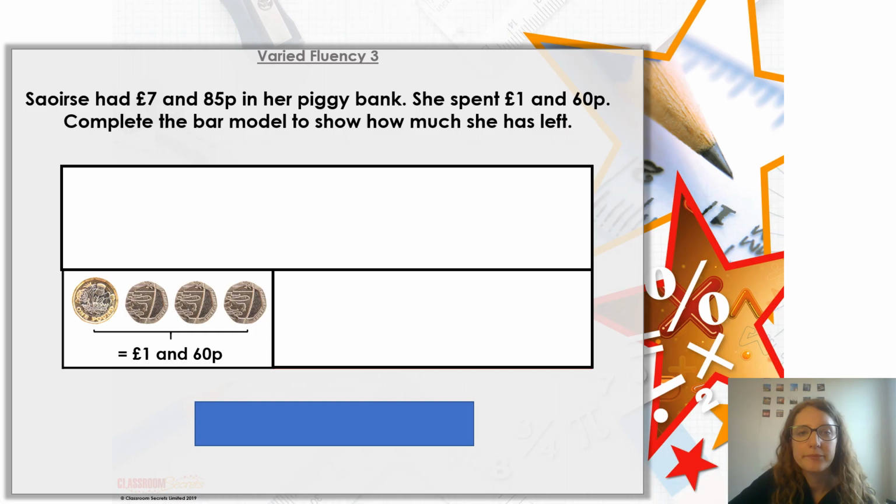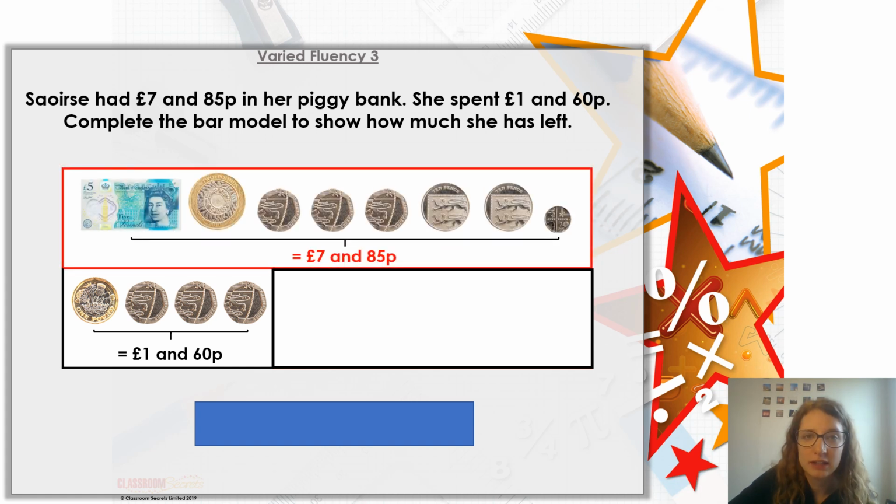Okay. Right, our last question before you have a go at today's task. So we've got £7.85 in a piggy bank, and she's going to spend £1.60. Okay, and your job is to complete the bar model to show how much is left. So the top of our bar model is our total. Okay, so she's got £7.85 in her piggy bank, sorry, and she's spending £1.60, which is already shown. So what is the missing amount?